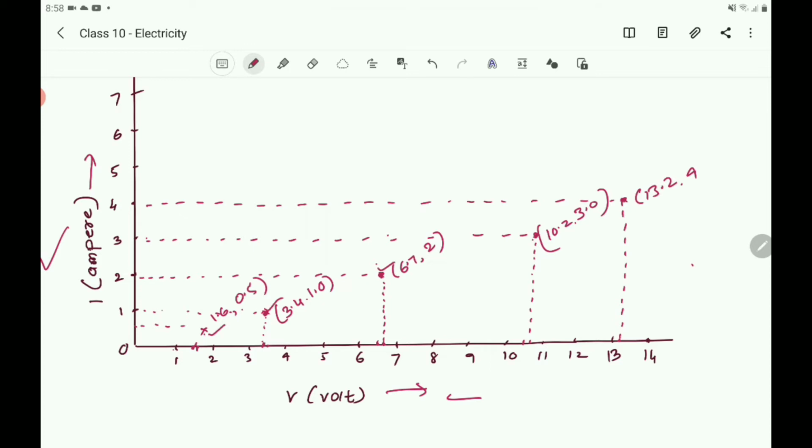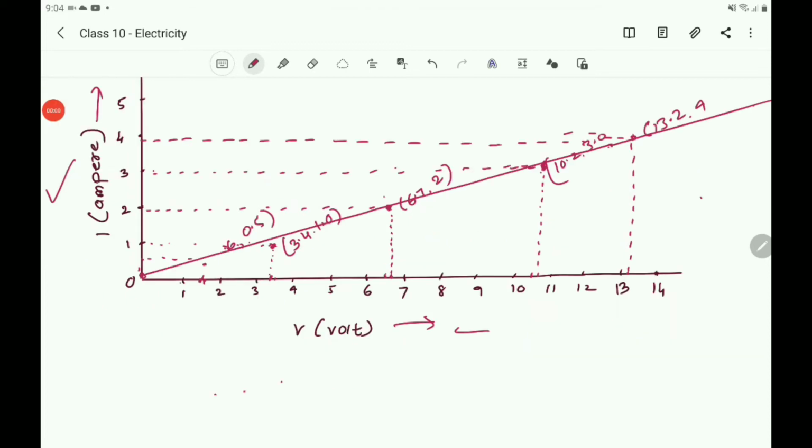Now let us join all these points. 1, 2, 3, 4, 5. Now we got a straight line for the graph between V and I.